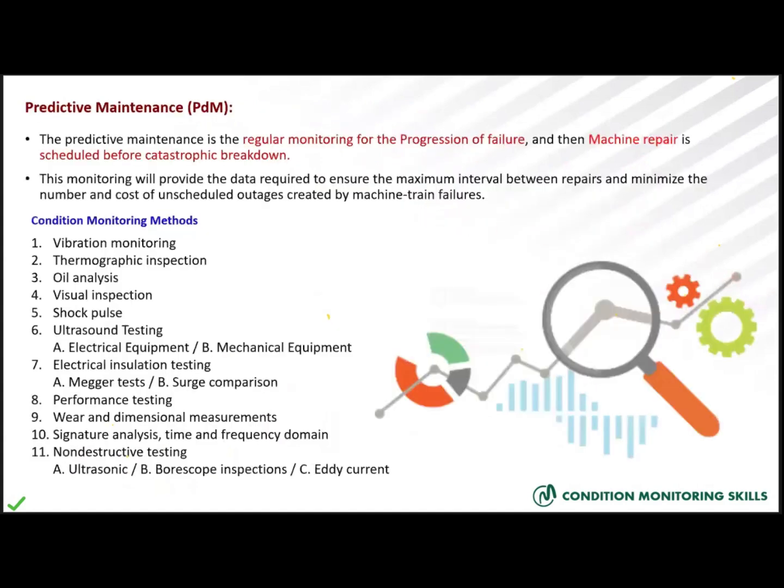Okay, now we are going to talk about predictive maintenance. Predictive maintenance is the regular monitoring of the progression of any type of failure in your equipment. And then the machine repair, the corrective or maintenance action, is scheduled before the catastrophic failure takes place. So we are using condition monitoring techniques to monitor this progression of failure, and then the machine repair is scheduled based on the condition of the machinery. Therefore, this maintenance strategy is called condition-based maintenance.